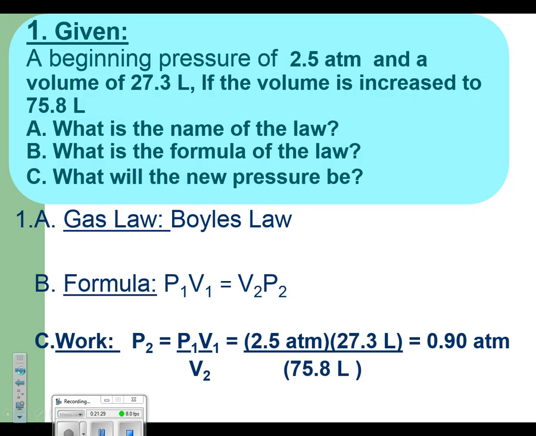We didn't have to convert anything because it didn't have temperature. I like Boyle's law because I don't have to deal with the temperature. All the others I have to deal with temperature, and I have to convert it to Kelvin. So add 273 to all your temperatures before you plug it in. Okay, final answer, 0.9 atmospheres. So my volume went up and my pressure went down. So PTV, I was holding temperature constant, volume went up, pressure went down.